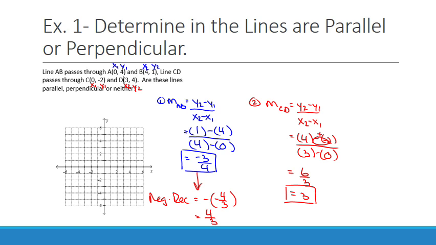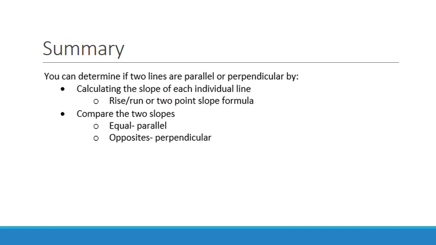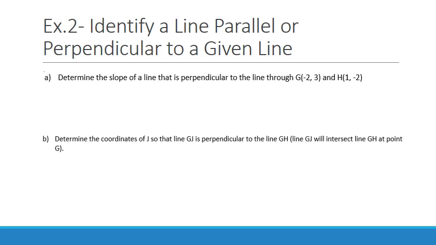So again, if you're given the points, you can use the 2-point slope formula, or if you have a nice piece of graph paper, a coordinate plane right there, it's likely quicker just to plot the points and use rise over run. So in summary, how you can determine if two lines are parallel or perpendicular: calculate the slopes individually, then compare the slopes. Remember, equal is parallel, and if they're opposites, which is negative reciprocal, that would be perpendicular. Let's look at another example.